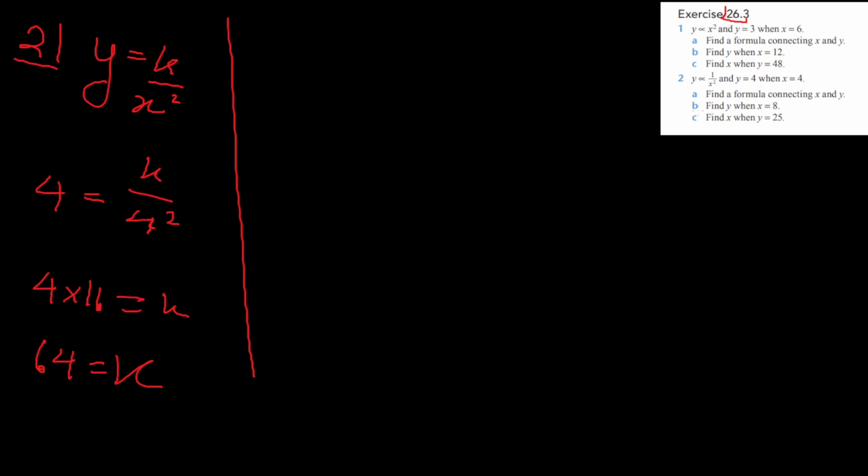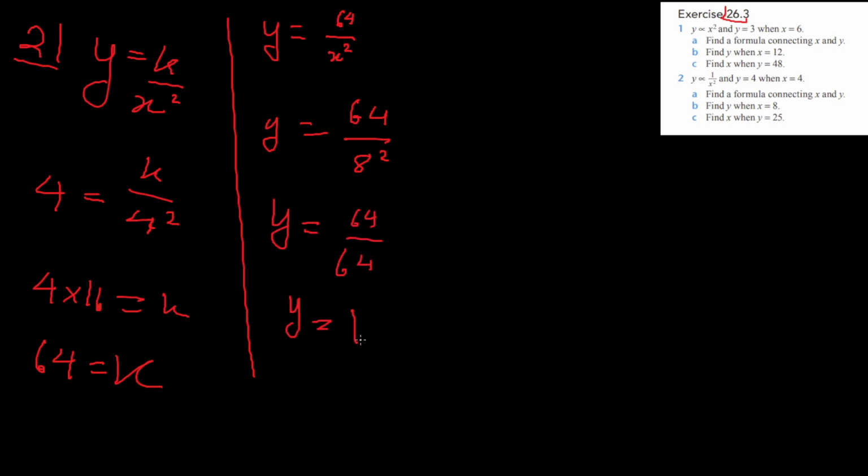So basically, what's the next one? We have to find, let's just put the formula here. So y equals 64 by x squared. We have to find y. So x is 8, 64 by 8 squared. So y equals 64 by 64. So y is going to be 1.